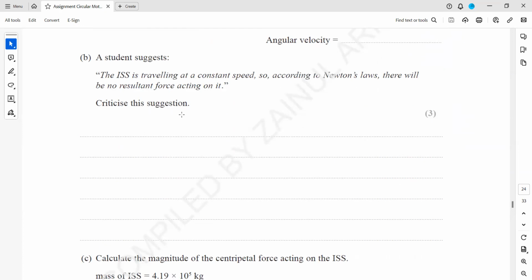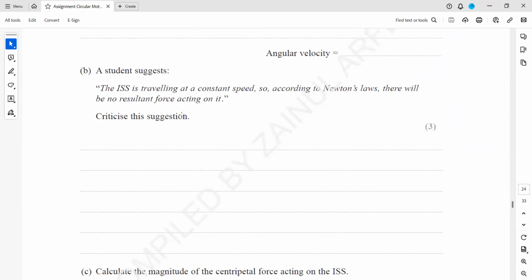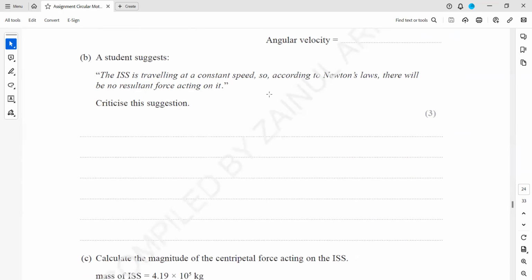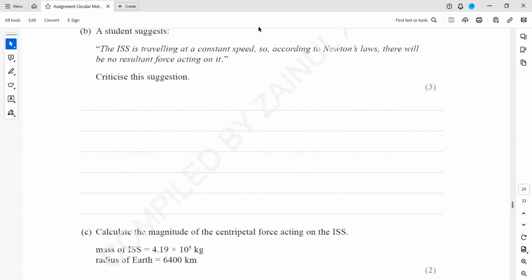A student suggests that International Space Station is traveling at a constant speed. So according to Newton's law, there will be no resultant force acting on it. Look, even though its speed might be constant, its velocity is continuously changing, because it is continuously changing direction. Speed is a scalar, whereas velocity is a vector quantity, so the speed is constant, but the velocity is changing as the direction is changing.